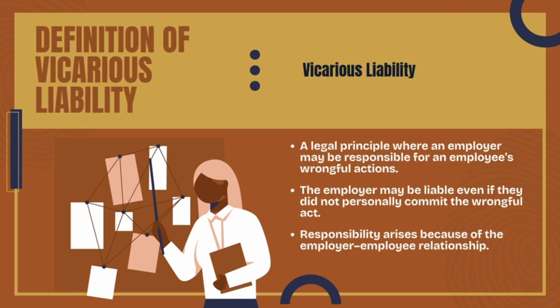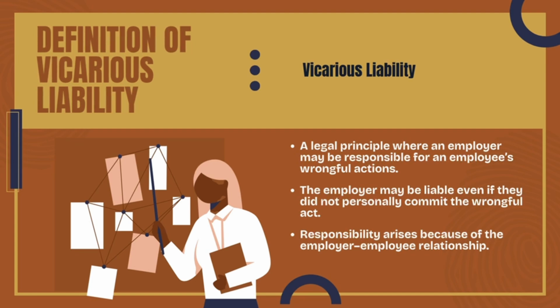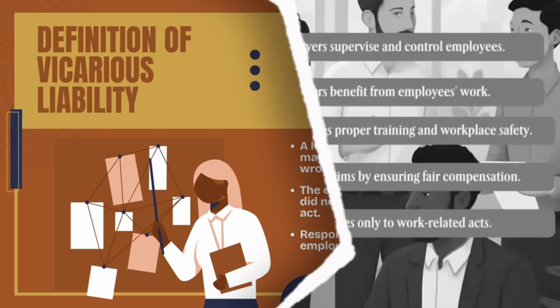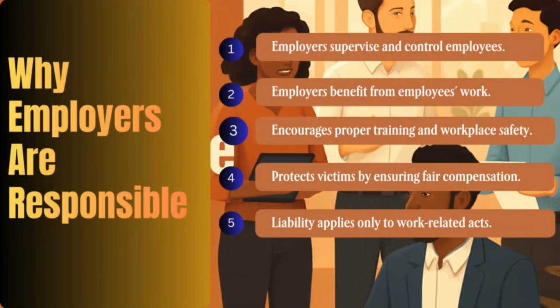This is because the employer hires the employee, gives instructions, and controls the employee's work. However, the employer is not responsible for every employee mistake. The employee must be doing work-related duties when these mistakes happen. Now let's discuss why employers are responsible for their employees' actions.